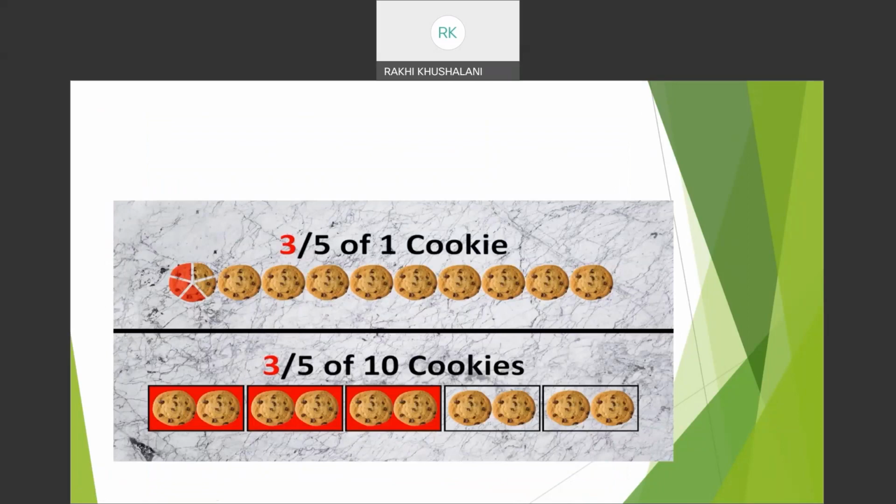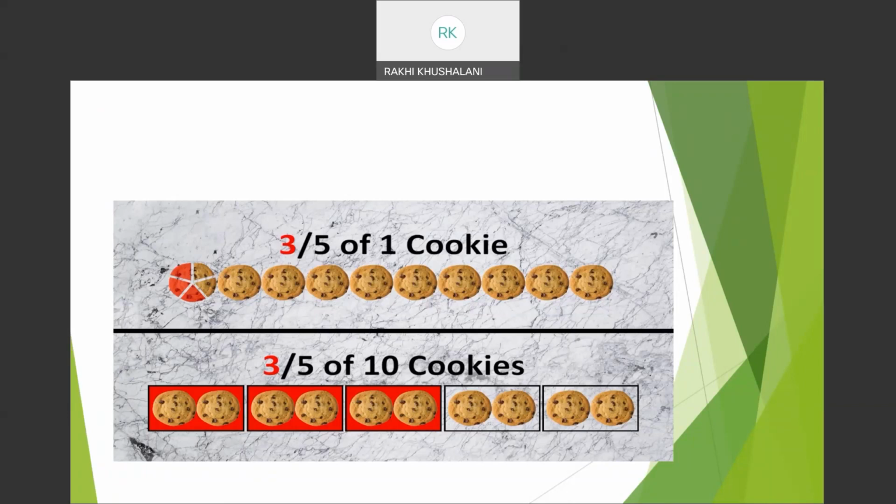So now here I have got a set of cookies. Every cookie is divided into 5 equal parts. And from the first cookie, I took 3 parts. So I say I ate 3/5 of one cookie. It's completely immaterial how many cookies are there. But I can see there are many cookies and every cookie is divided into 5 parts and I ate 3 of the pieces. So I had 3 by 5 of one cookie.